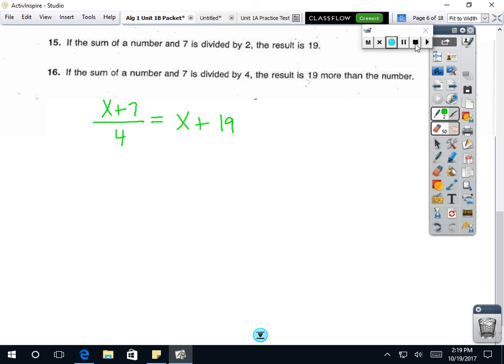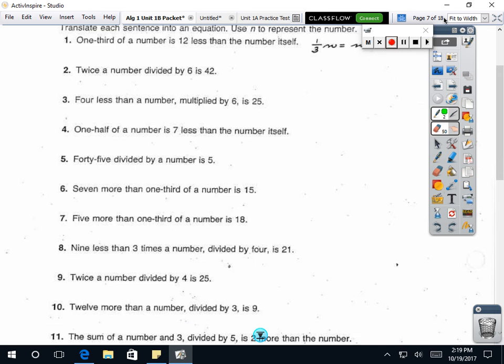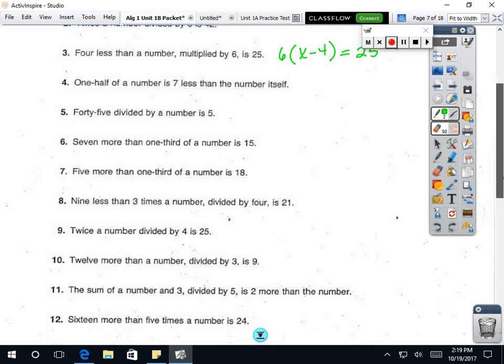Okay, now go to page. Okay, I'm going to do the odds with you. Number 1's already done, so let's look at number 3. 4 less than a number multiplied by 6 is 25. How do you write 4 less than a number? Okay. And then all of it's multiplied by 6, so how do you show that? Right, and then you can write 6 here, and that's okay, but normally we put the 6 in the front. And then is 25.